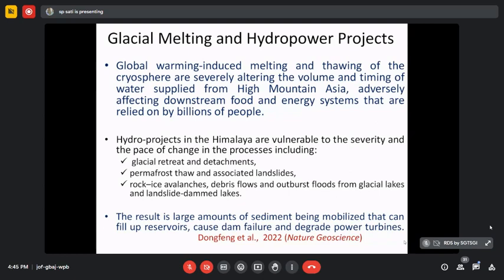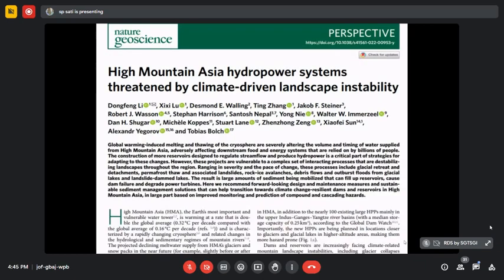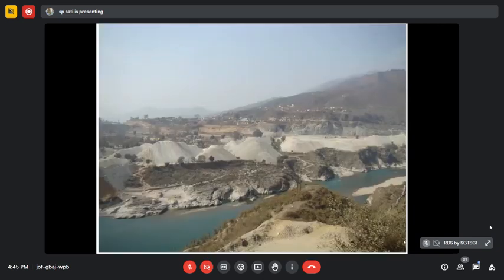The result is a large amount of sediment being mobilized that can fill up reservoirs, cause dam failure and degrade power turbines, and that can further cause damage downstream. And this is the paper that was published in Nature Geoscience.